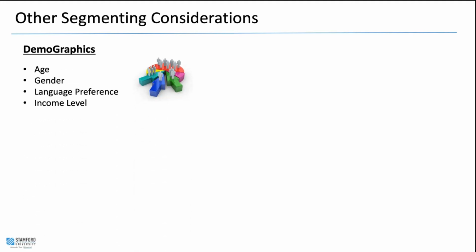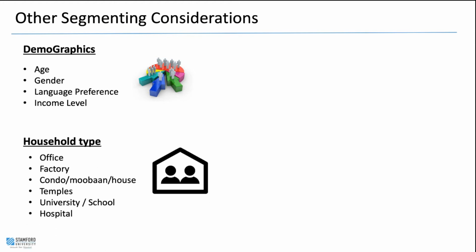All right, other things that you should consider beyond the RFM segmentation model. There's other segment clusters to consider. So in this example, we're going to look at things again around the food delivery business. And really the first is the demographics. So based on their age, gender, language, preference, or income level, are there different things that you'd want to offer to these different groups? The next is then the household type.